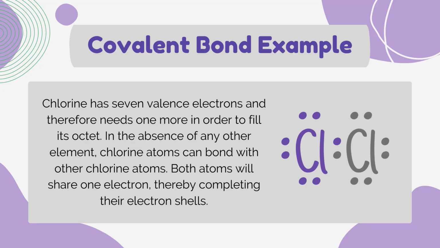Let's see the example. Chlorine. Chlorine has 7 valence electrons, as we know, and therefore it needs how many? 1. Okay, needs only one more in order to fill its octet. In the absence of any other element, chlorine atoms can bond with other chlorine atoms only. So both the atoms will share one electron, thereby completing their electron shells.